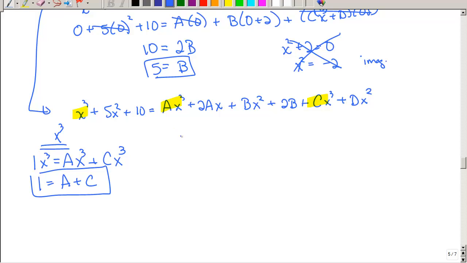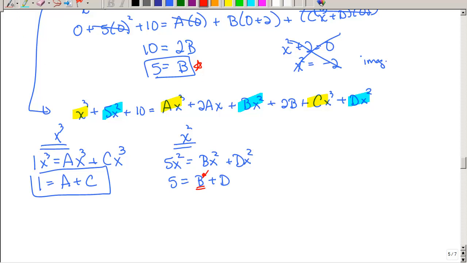I keep going. So let's look at x squares. So let's see, I have 5B and D. So 5x squared equals Bx squared plus Dx squared. So 5 equals B plus D. Does that help me? Well, yes, it does, because I know B is 5, so I can replace B with 5 and solve. So I have 5 equals 5 plus D, so that means D is 0. And again, that still hasn't told me A or C, so I'm going to keep going.